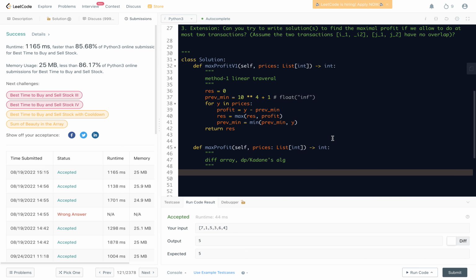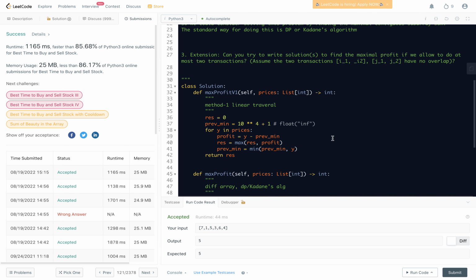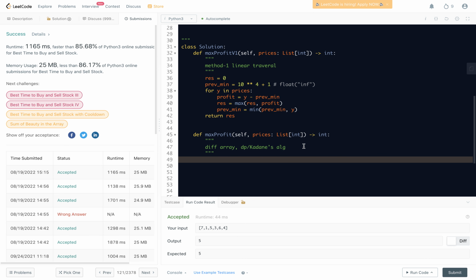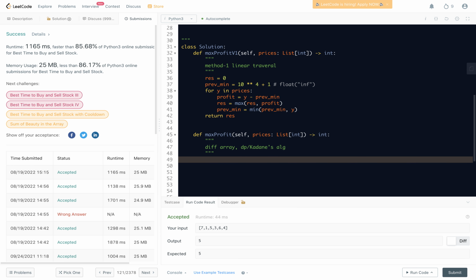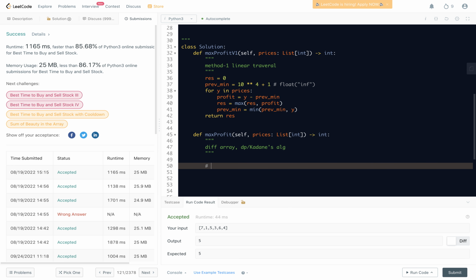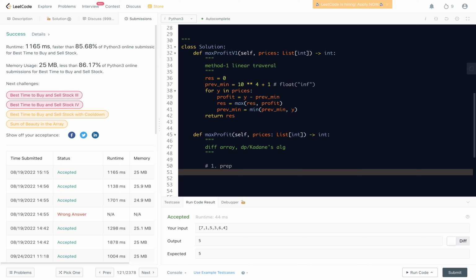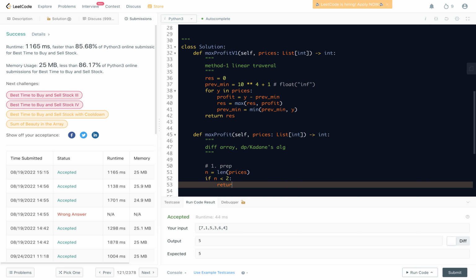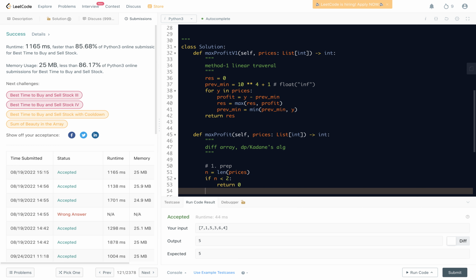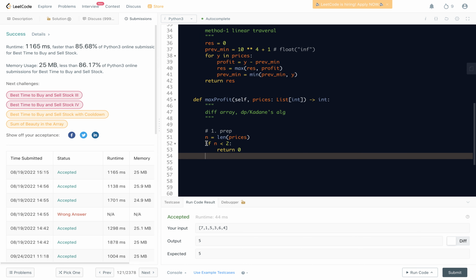For this, let's first make some preparation. I'm going to track the length n of prices. If n is less than 2, we're going to return 0, right? There's no profit for sure.